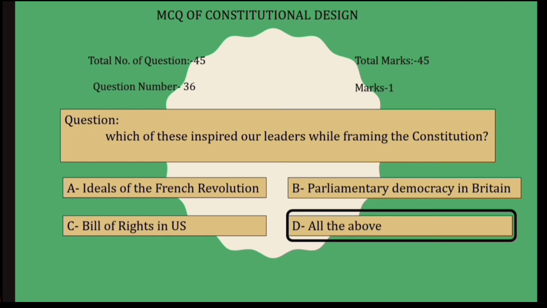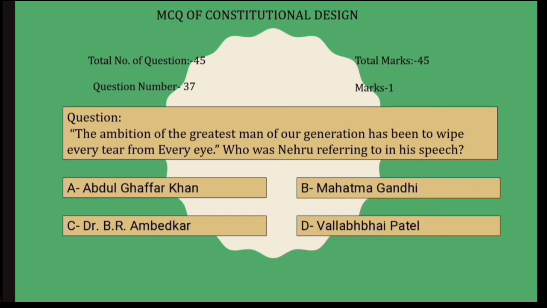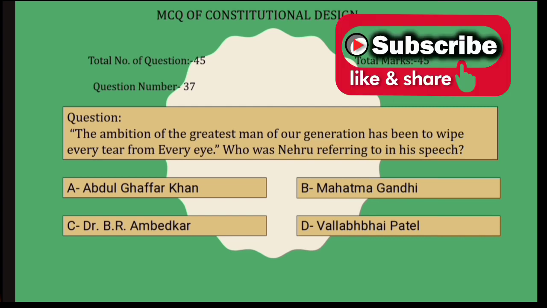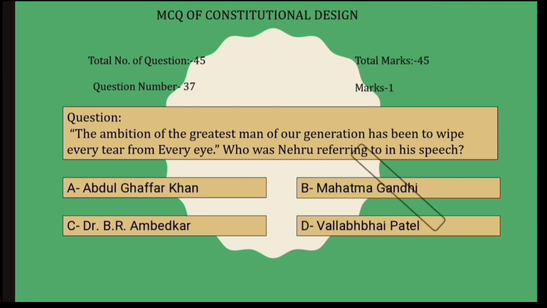Question 37. The ambition of the greatest man of our generation has been to wipe every tear from every eye. Who was Nehru referring to in his speech? Option A. Abdul Ghaffar Khan, B. Mahatma Gandhi, C. Dr. B.R. Ambedkar, D. Vallabhbhai Patel. Correct option is Mahatma Gandhi.